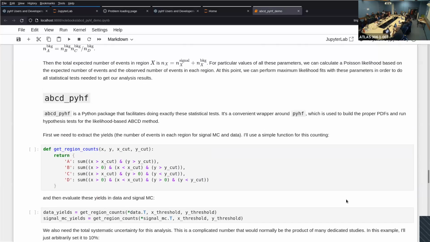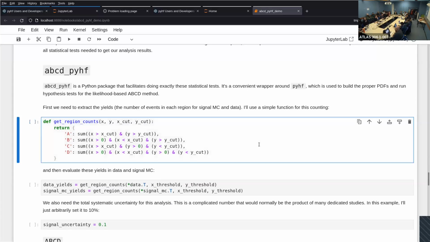And so we can use pyhf for this, and that's where ABCD pyhf comes in. It's a Python package that does exactly these tests. It's really a pretty simple wrapper around pyhf, just giving you some convenience classes and functions to build the proper PDFs and run these hypothesis tests using the likelihood-based ABCD method. So this will show exactly how I would use it in the analysis.